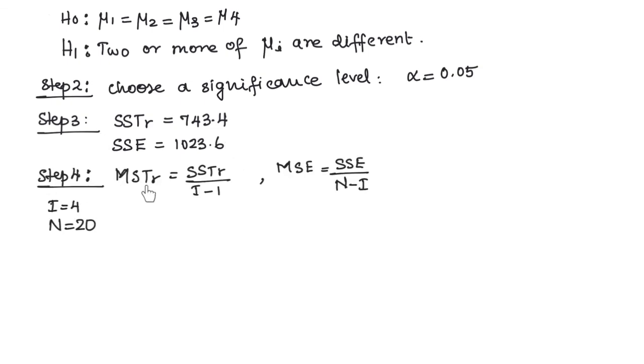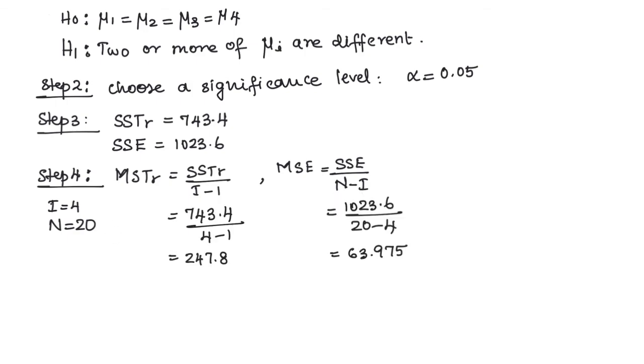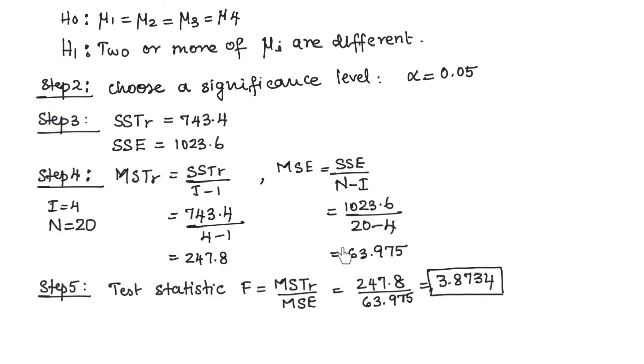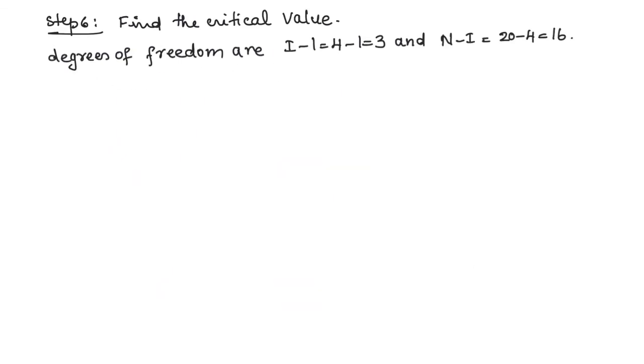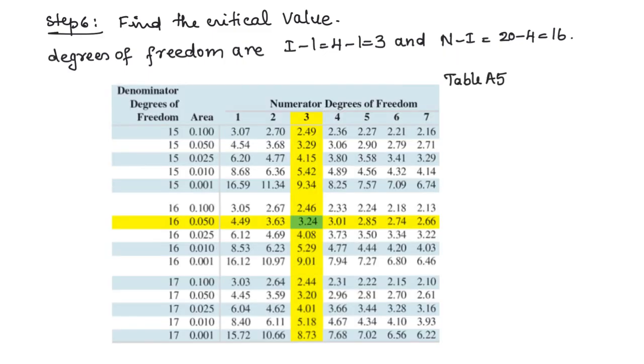Step 4, compute MSTR and MSE. We have 4 samples and 20 samples in total. So you can use this value divided by 4 minus 1 and this value divided by 20 minus 4. Now compute the test statistic F. That is the ratio of these two numbers, that is 3.8734. Now find the critical value. Degrees of freedom are I minus 1, that is 3, and n minus I, that is 16. We are using table A5 to find the critical value.